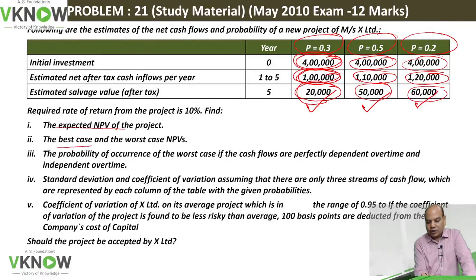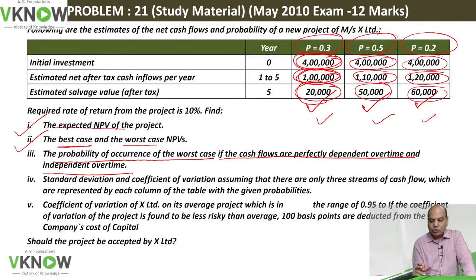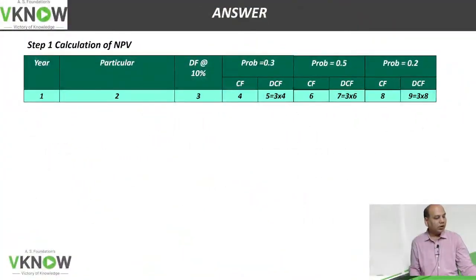Then the second question is very easy. Best NPV, worst NPV. We have three NPVs with us. The lowest one is the worst and the highest NPV is the best case. And then probability of occurrence of worst case, if cash flows are perfectly dependent over time and perfectly independent over time, that I will explain later. First, let us complete part 1 and part 2, which are very easy. This question was asked in May 2010 exam for 12 marks. Can you believe that? One by one we'll solve and then I will explain further.